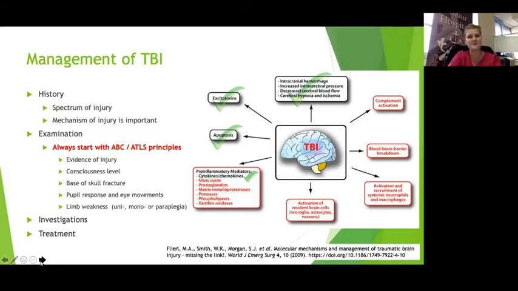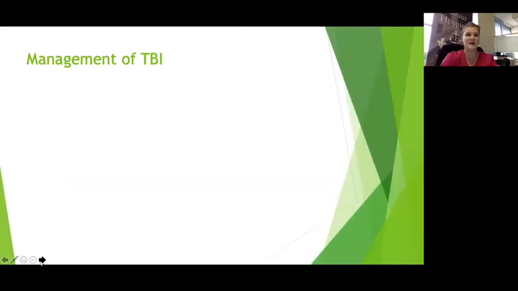Then we'll run through some of the investigations that we do commonly for patients with traumatic brain injuries. And then, as I said, we'll spend quite a bit of time talking about the treatment of TBIs.